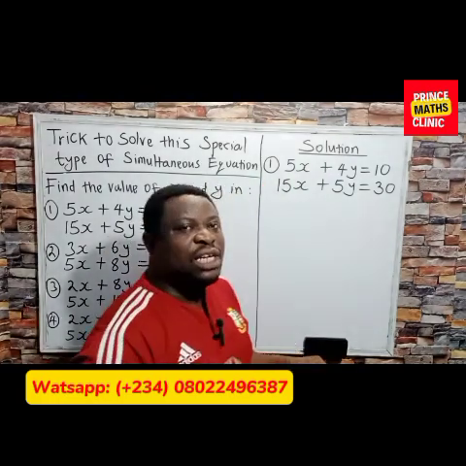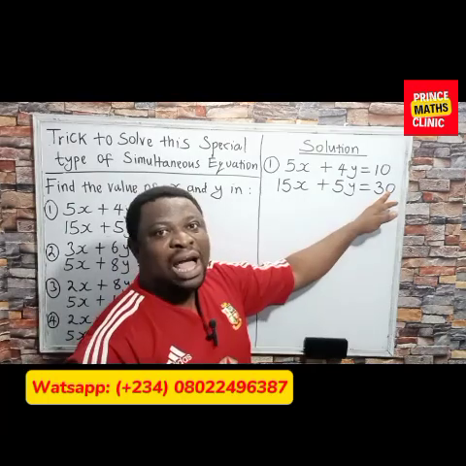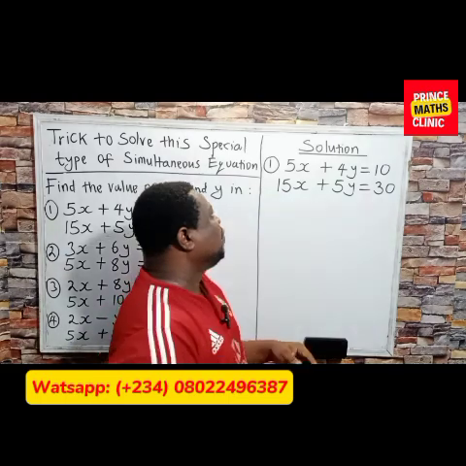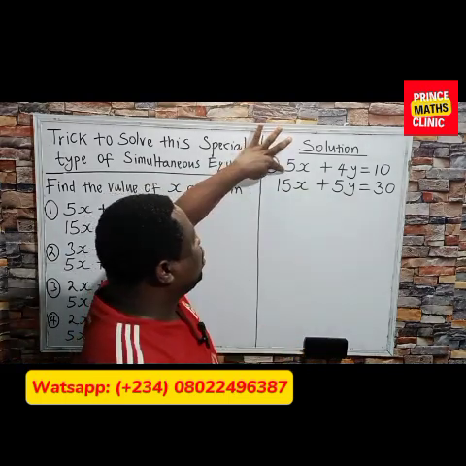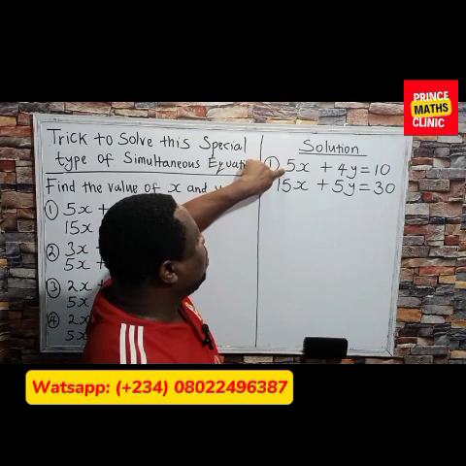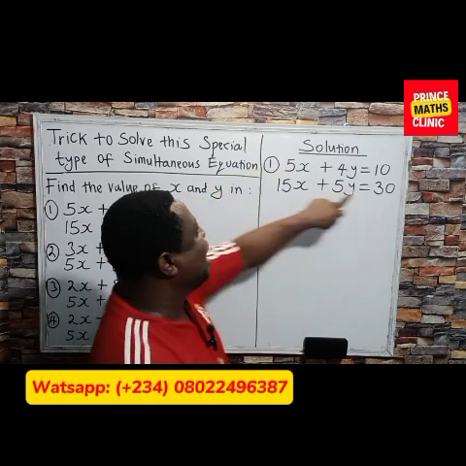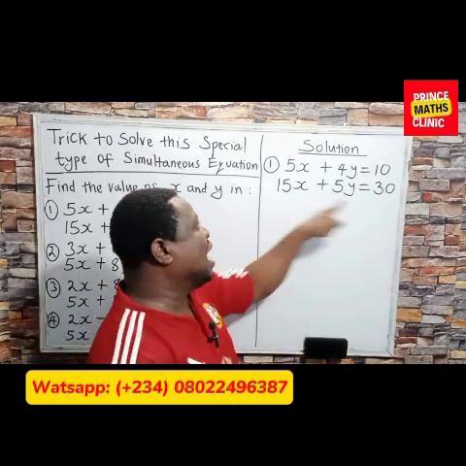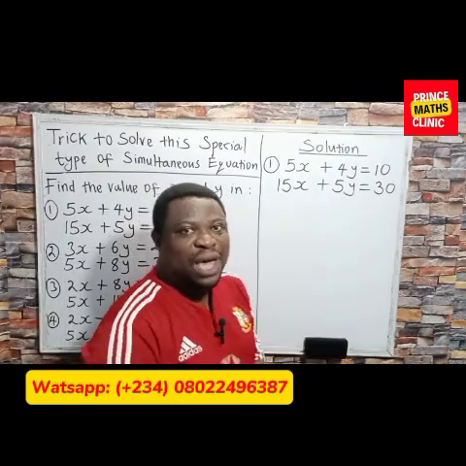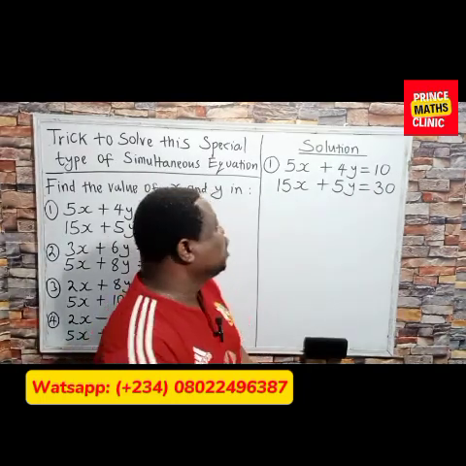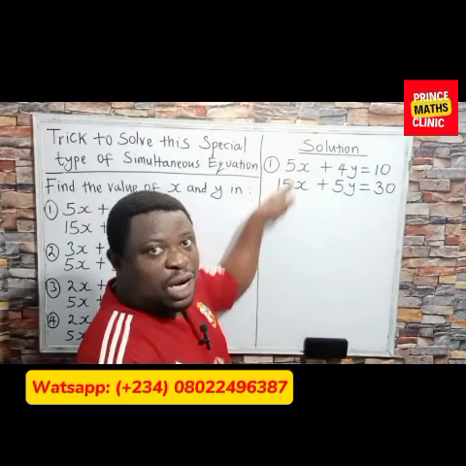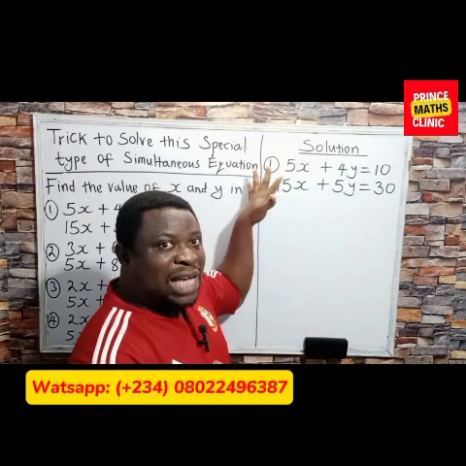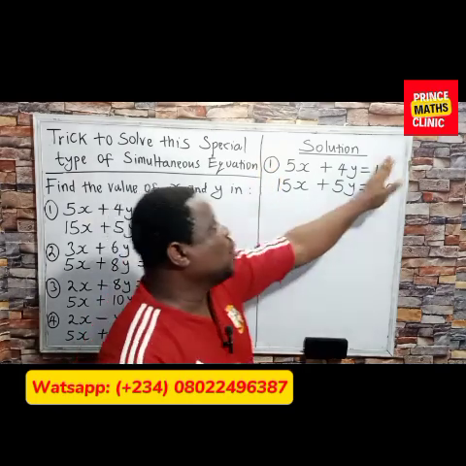So you will now look at the relationship between the constant term and the coefficient beside any of the variables. For instance, if you look at this first one, I see a relationship here. If I multiply 5 by 2, I am going to get 10. And if I multiply 15 by that same 2, I am going to get 30. So there's a relationship here. The coefficients of those variables have the same number multiplying them to give us the constant term.